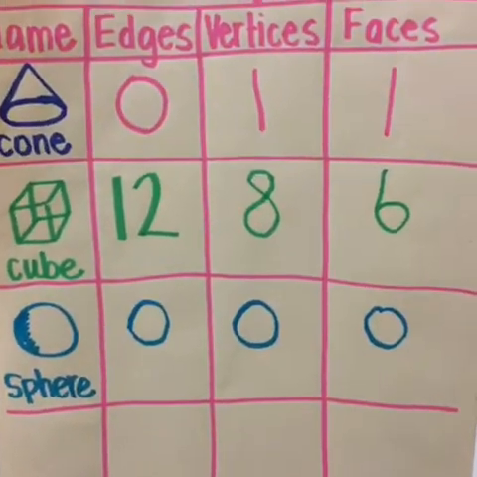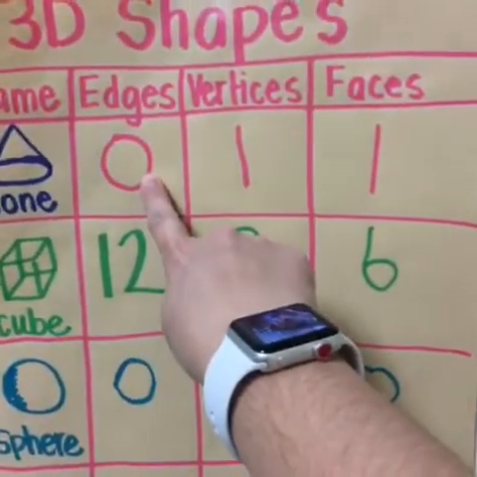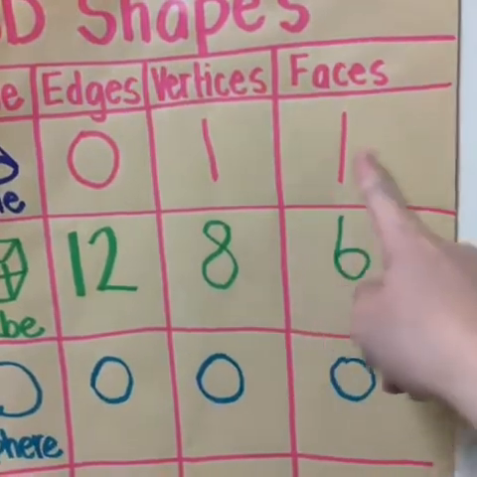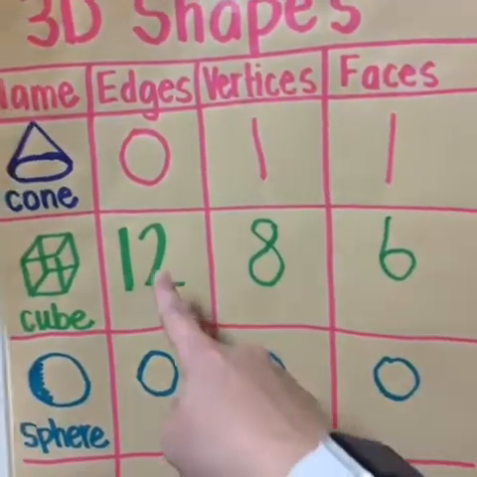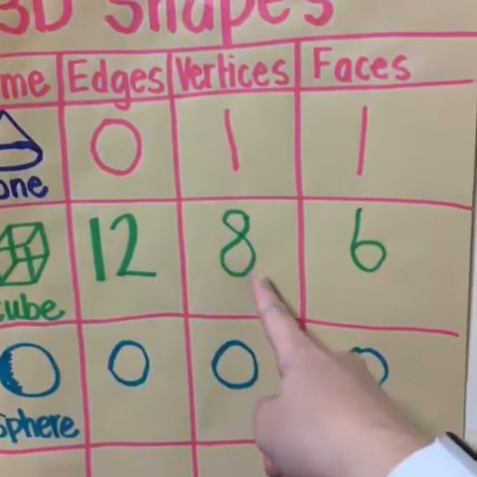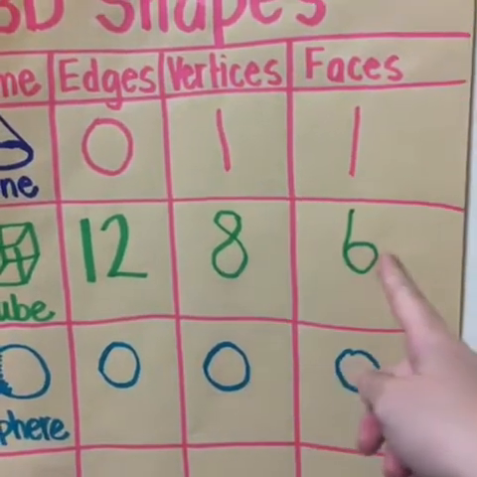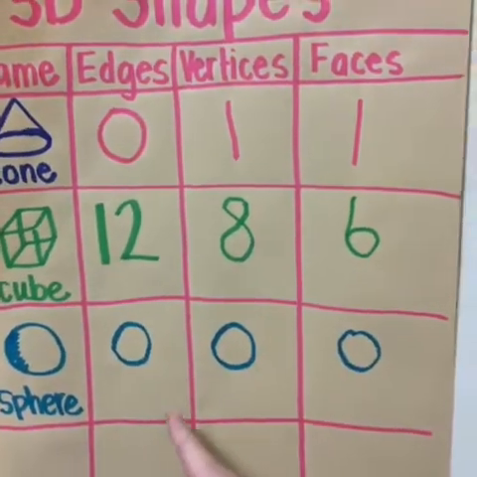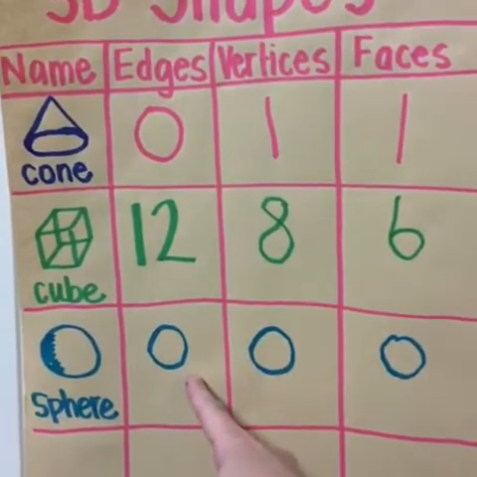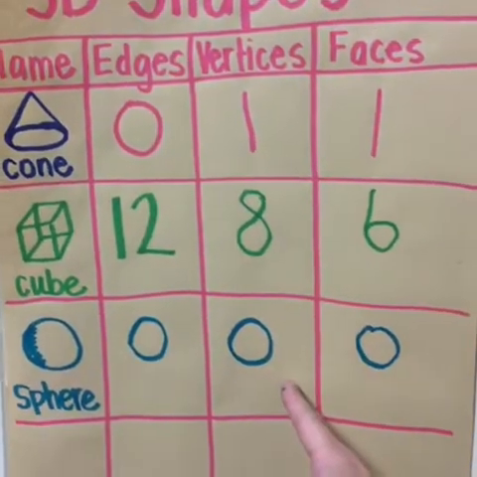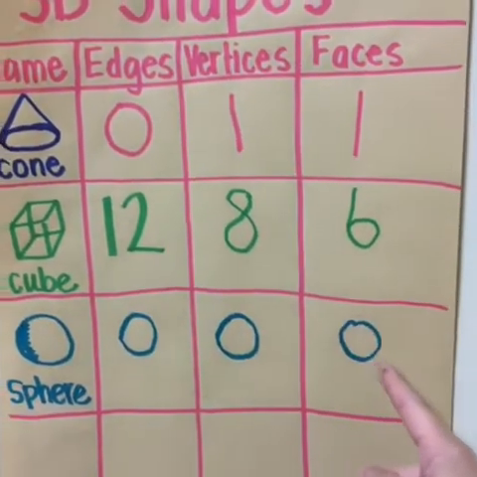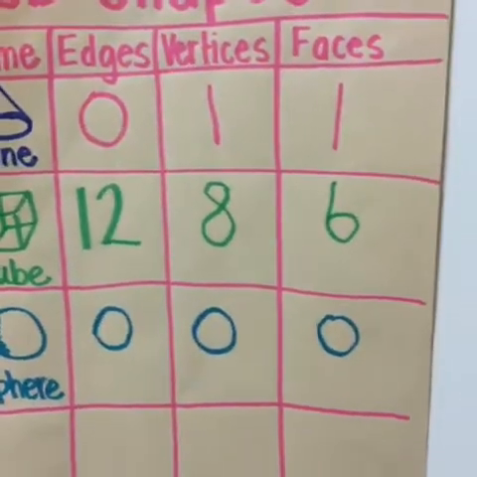Do we see how the cone has 0 edges, 1 vertex, and 1 face? The cube has 12 edges, 8 vertices, and 6 faces. And then the sphere has 0 edges, 0 vertices, and 0 faces.